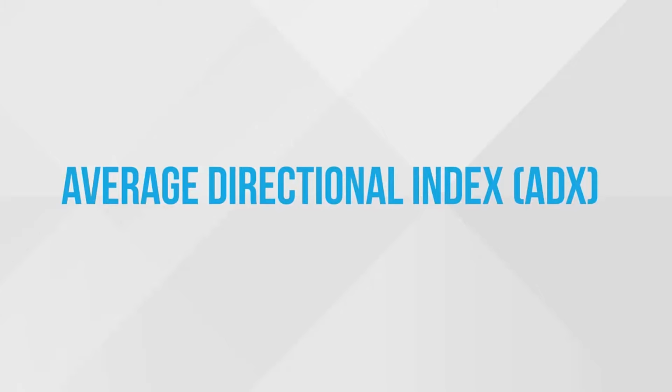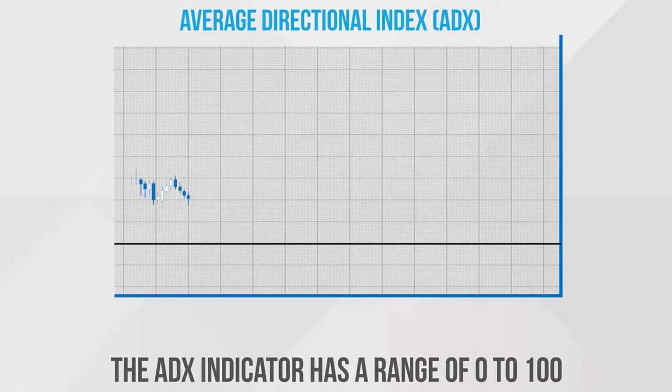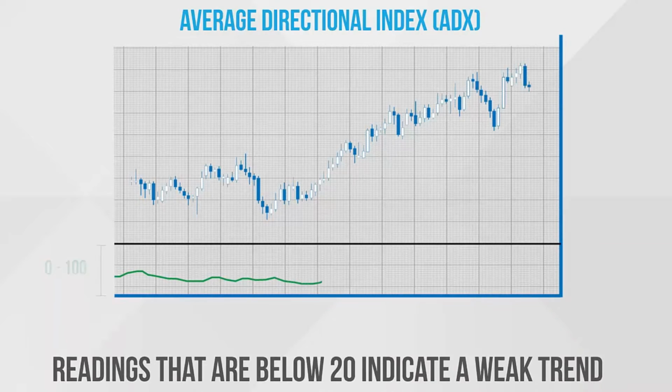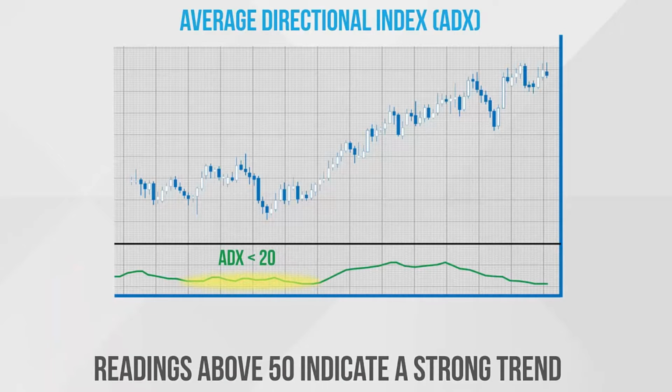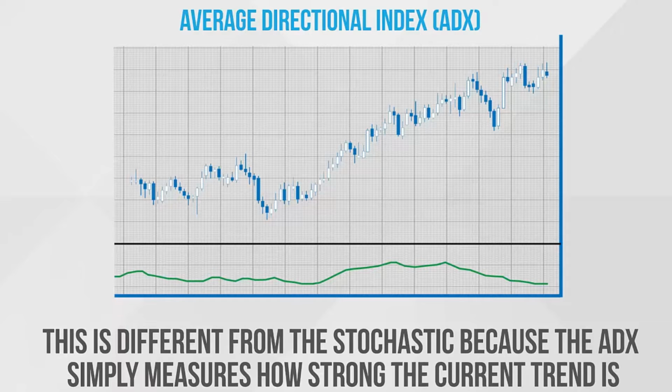Average Directional Index. The ADX indicator has a range of 0 to 100. Readings that are below 20 indicate a weak trend. Readings above 50 indicate a strong trend. This is different from the stochastic because the ADX simply measures how strong the current trend is.